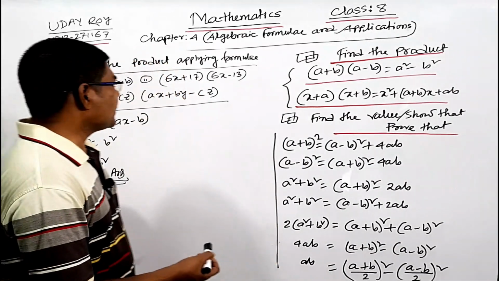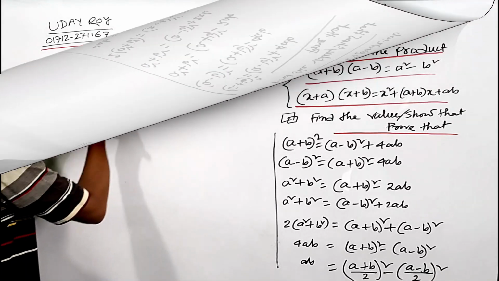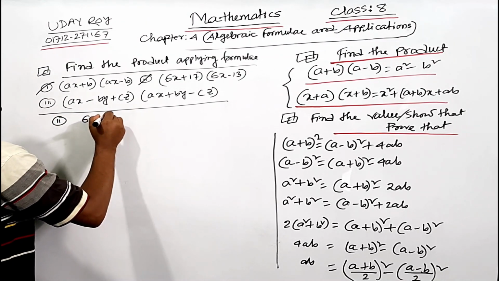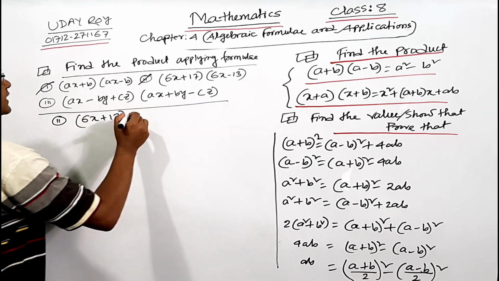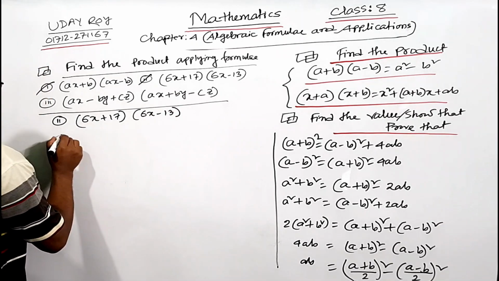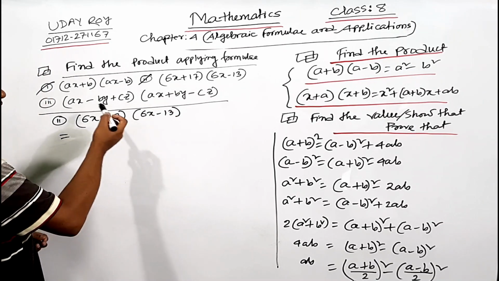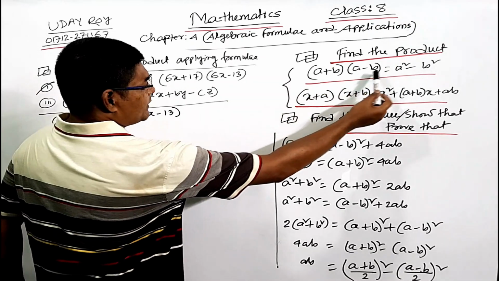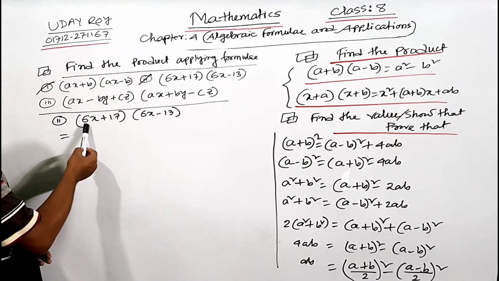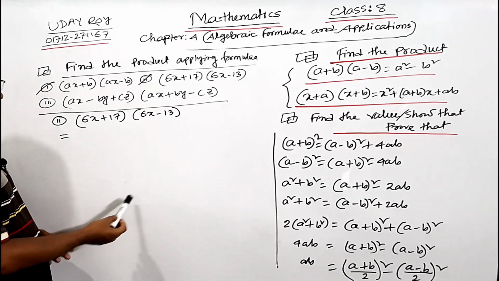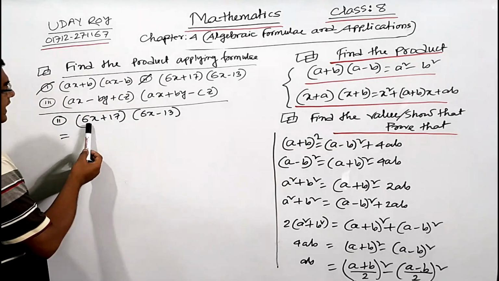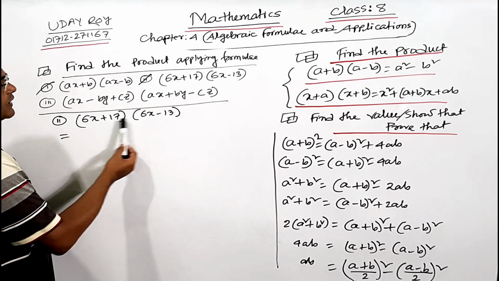So please come back here. We will do maths number 2. You can say here number 2 is (6x + 17) and (6x − 13). So we have done a plus b into a minus b, where we get a² minus b² easily. But this is not (a + b)(a − b). We know the rules, (x + a)(x + b). So here is x, here is x. But here is 17, here is 13.